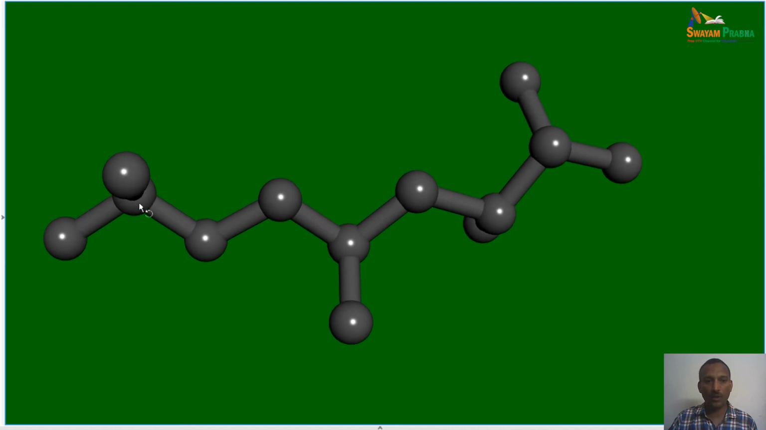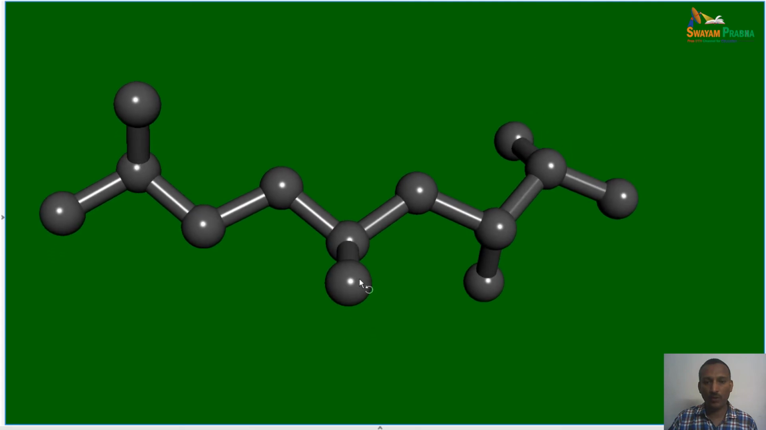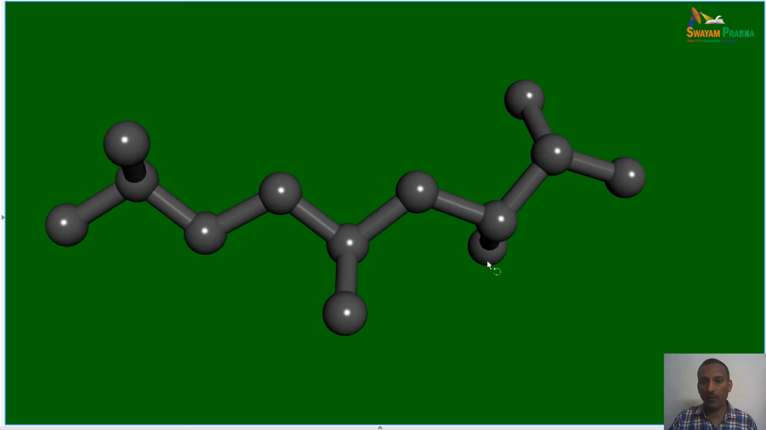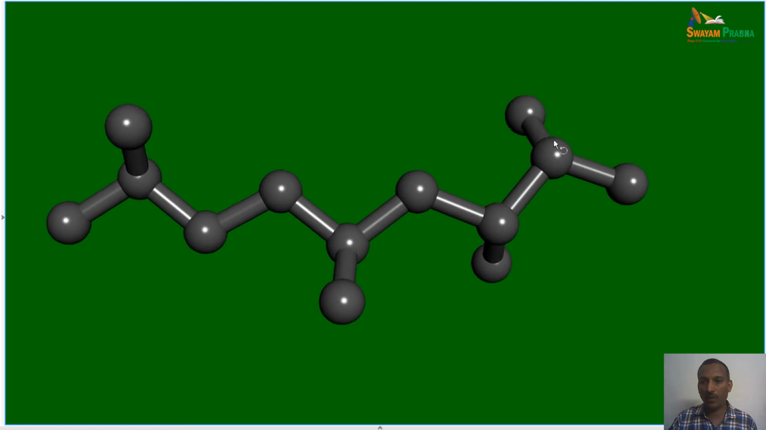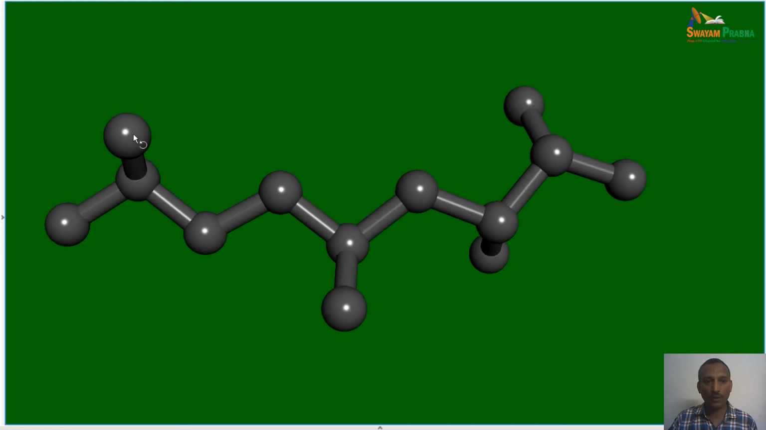So this one is pointing towards the observer, and this one is also pointing towards the observer, whereas this carbon is pointing away from the observer, and this carbon is also pointing away from the observer. When these two arrangements point towards the observer, it is called the cis arrangement. When this is pointing towards the observer and this is pointing away from the observer, we say this is the anti-arrangement. The first one is a syn arrangement, and this is the anti-arrangement.